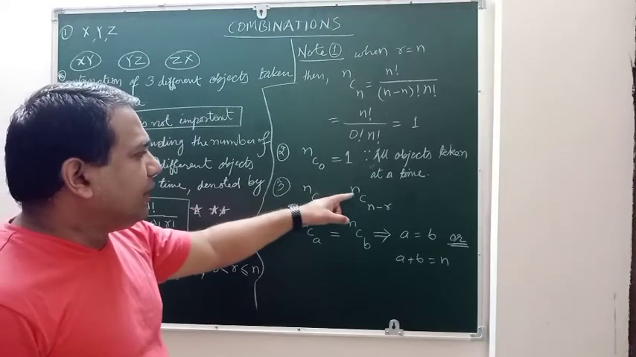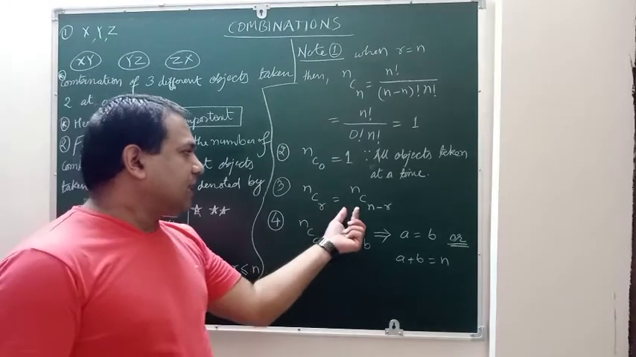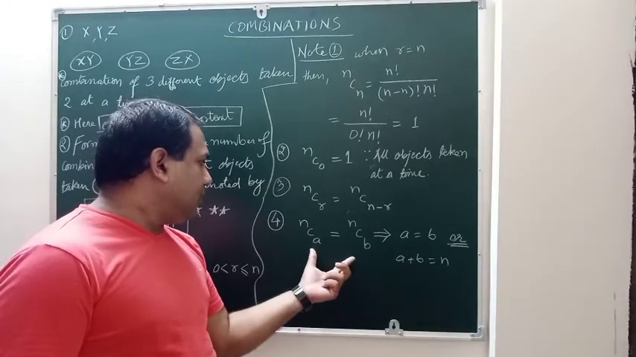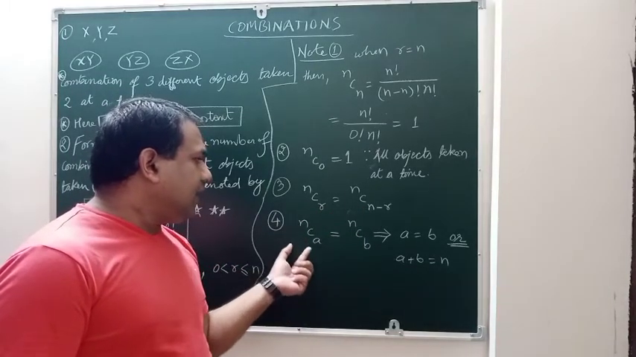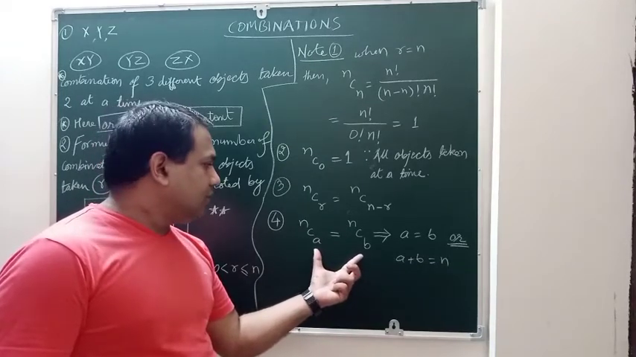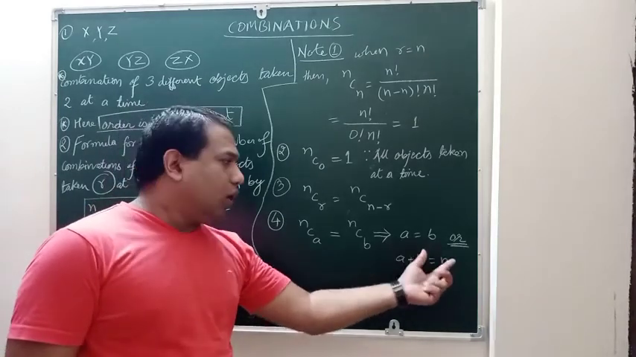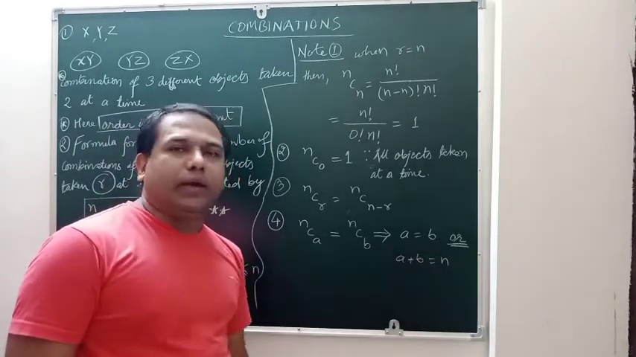nCr is equal to nC(n minus r). So we will describe this in this point. If we consider nCa is equal to nCb, then that must be a equal to b, or a plus b is equal to n.